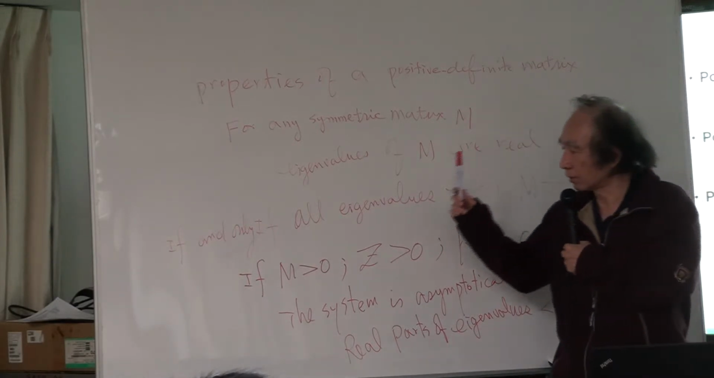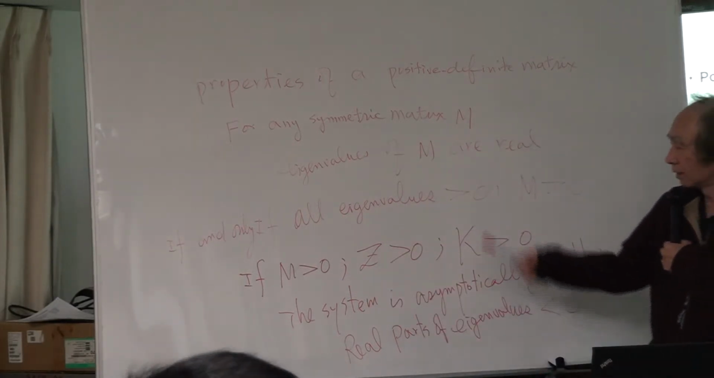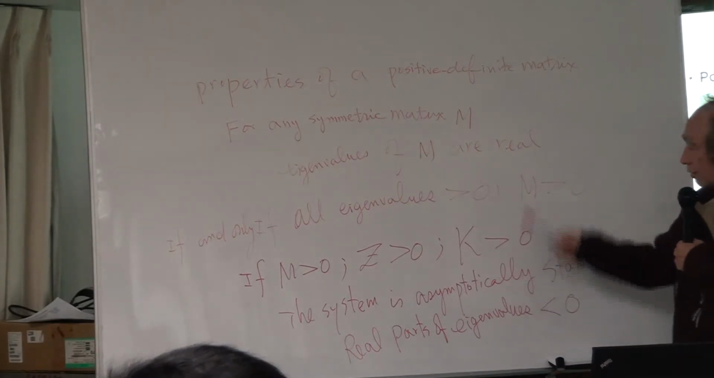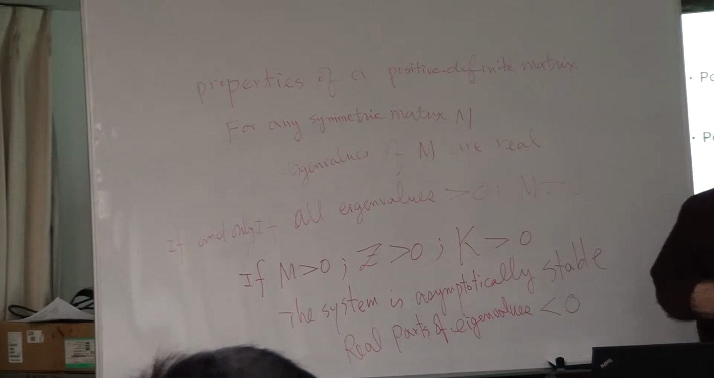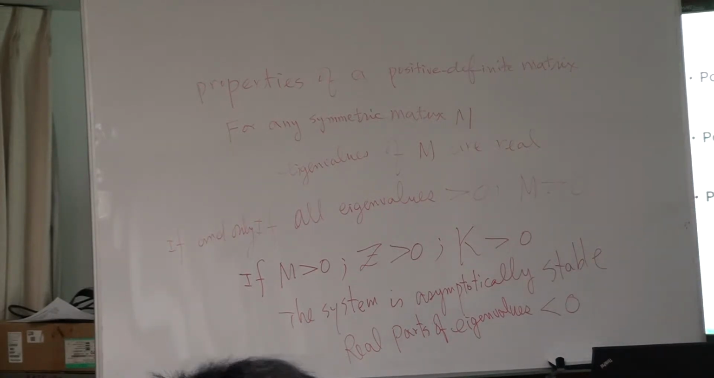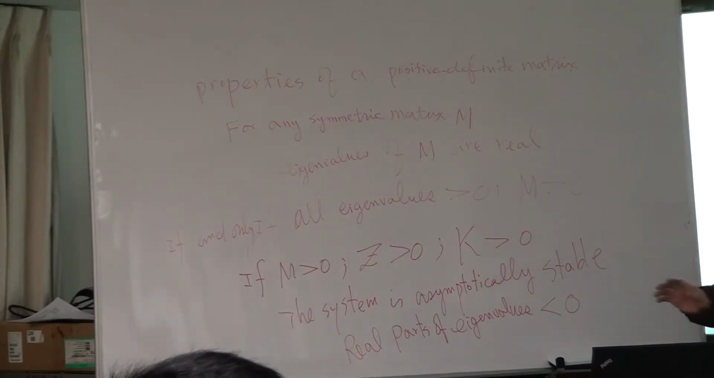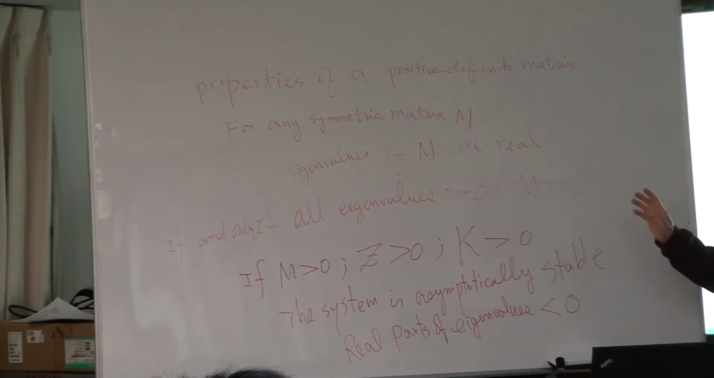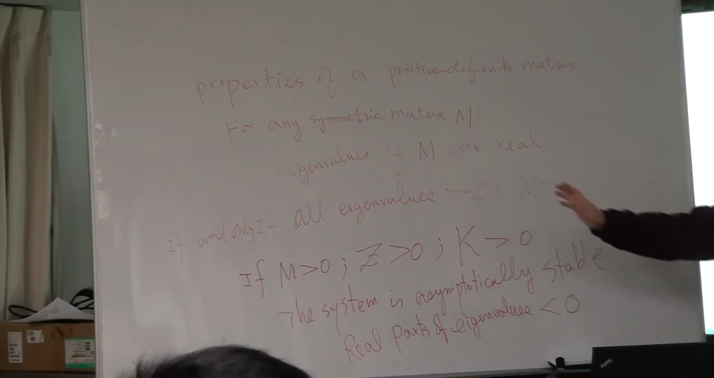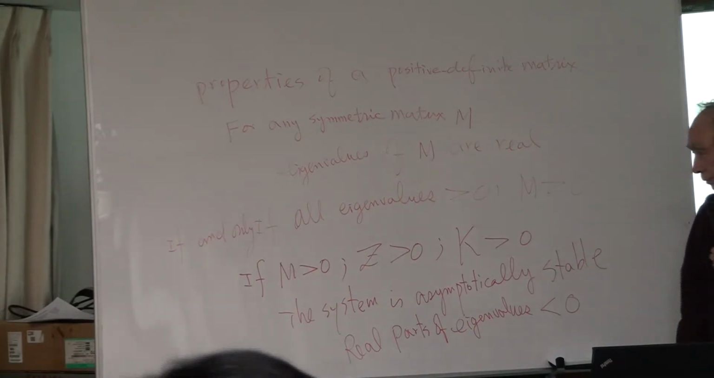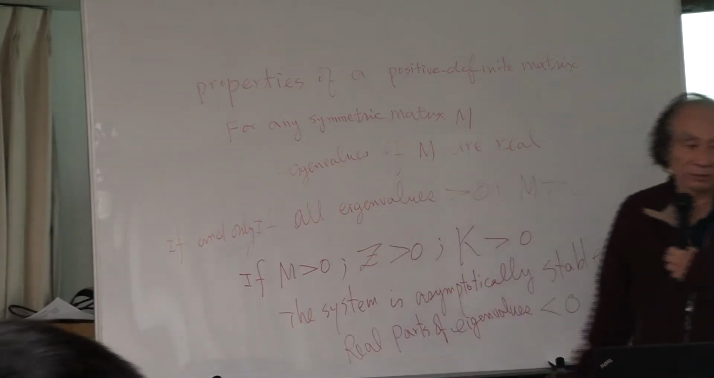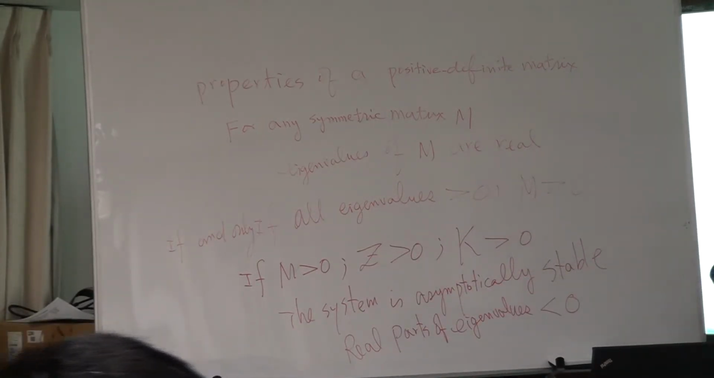So you don't have to solve for eigenvalues. As soon as you confirm that M is positive definite, the damping matrix is positive definite, and K is positive definite, then the system has to be a stable system. You don't have to solve eigenvalues at all. I'm just giving you the idea. This is the property of positive definite matrices, because this property will later be used for controller design. This concept will be used for control design. You have to be careful.